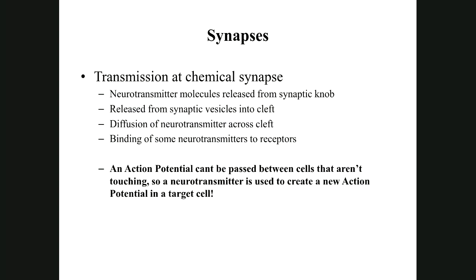Now, don't forget, we're going to use a neurotransmitter. The neurotransmitter is a chemical message that is going to create a new action potential in a target cell. Again, a neurotransmitter is a chemical messenger, and it is going to create a new AP in a target cell by binding on that target cell. If we get enough neurotransmitter released and enough binding on our postsynaptic cell, then we're going to create a new postsynaptic potential. So we're going to create a new action potential on our target cell.